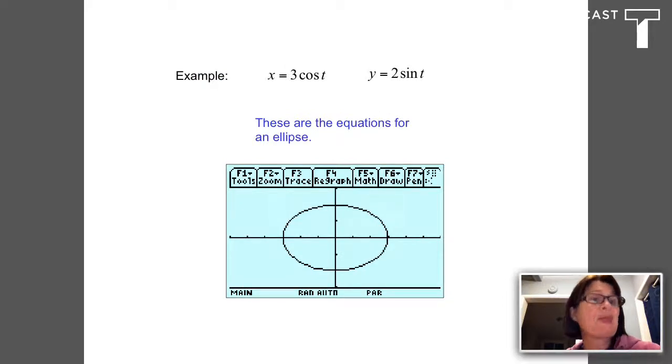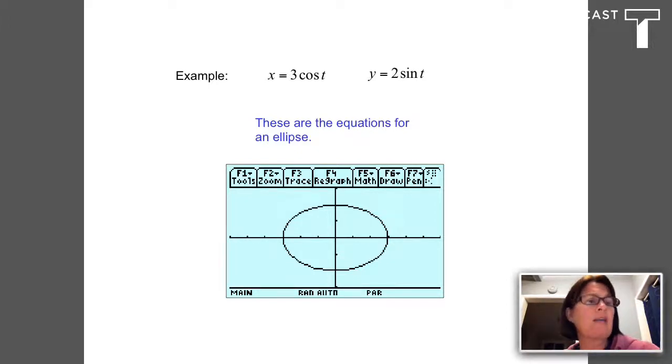Here is an example of a parameterized curve. x is given by the function 3 times cosine of t, and the y-coordinate is given by the function 2 times the sine of t. As t, which usually stands for time, changes, the x and y coordinates change. If you were to graph this parameterized curve, it would trace out an ellipse. Can I find the slope of this curve, even though it's not a function because it doesn't pass the vertical line test? I can still talk about the slope of this curve.